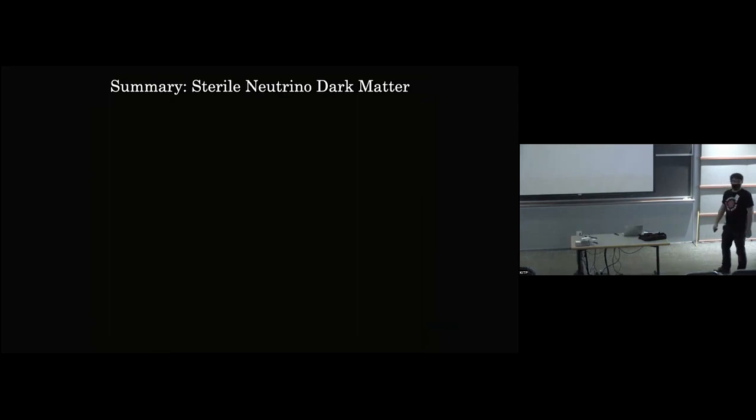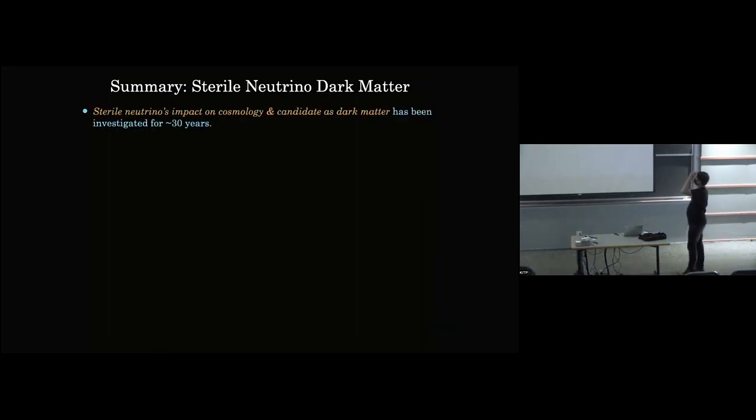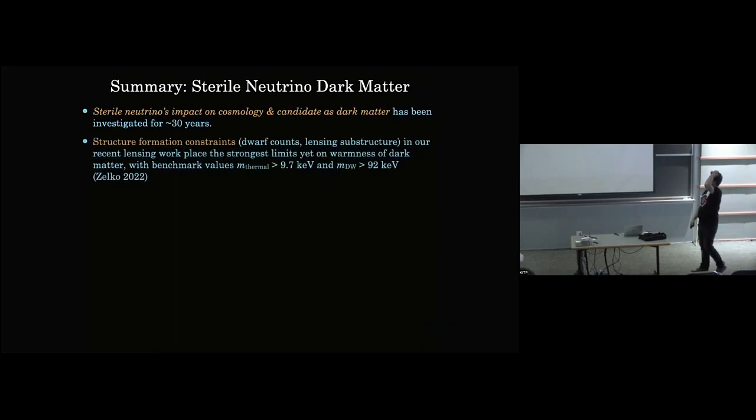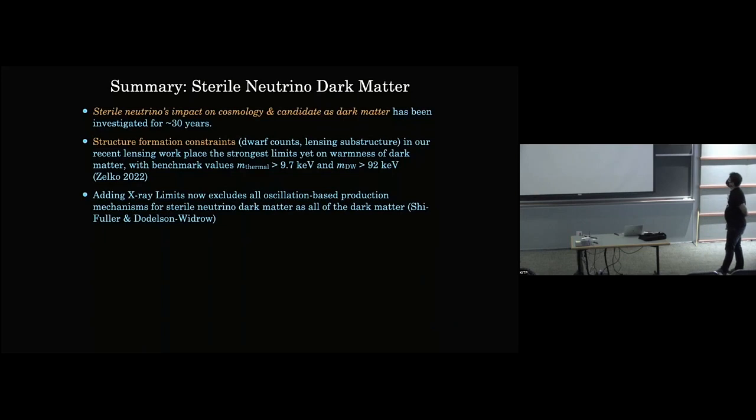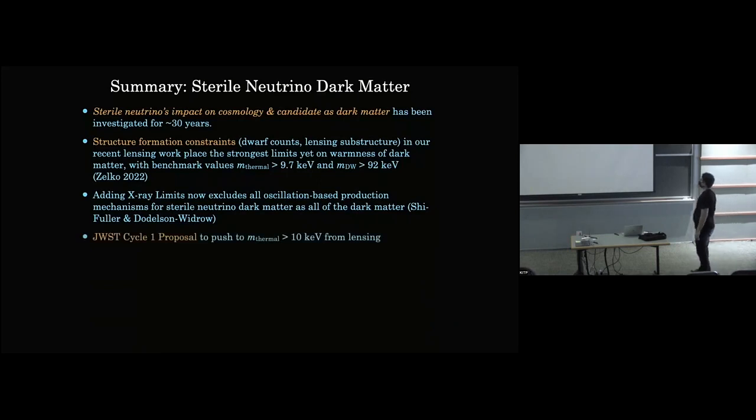All right, so just in summary, sterile neutrinos' impact on cosmology and as a dark matter candidate has been investigated for about 30 years or more. Structure formation constraints are now at a really strong level, Zelko plus. We have it at almost the 10 keV level. When you add X-ray limits, it actually excludes all, or maybe nearly all, oscillation-based production mechanisms as all of the dark matter. And look out for results from JWST related to sterile neutrinos.